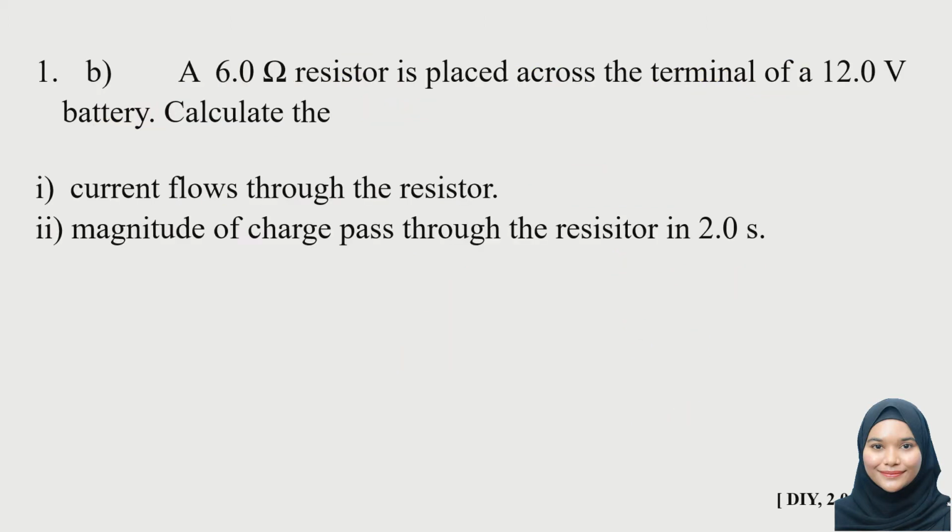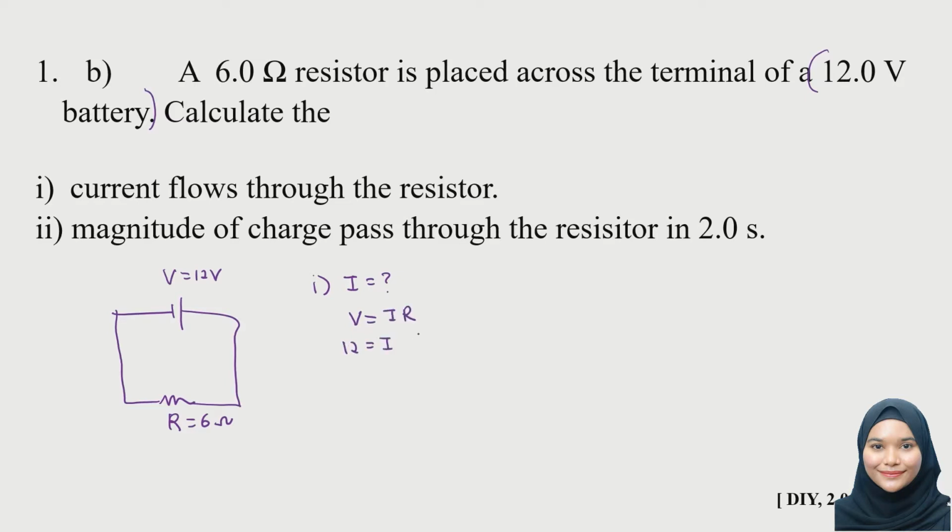Alright, next question. A 6 ohm resistor is placed across the terminal of a 12 volt battery. So you have a 12 volt battery and the resistor is placed across it. So this is your battery with 12 volt and your resistor is 6 ohm. Okay, first question. Current flows through the resistor. So we need to look for the current. So we can use the Ohm's law equation, which is V equals to IR, where our voltage is 12 volt and we are looking for the current and resistance is 6 ohm. And we will get the answer of 2 ampere.